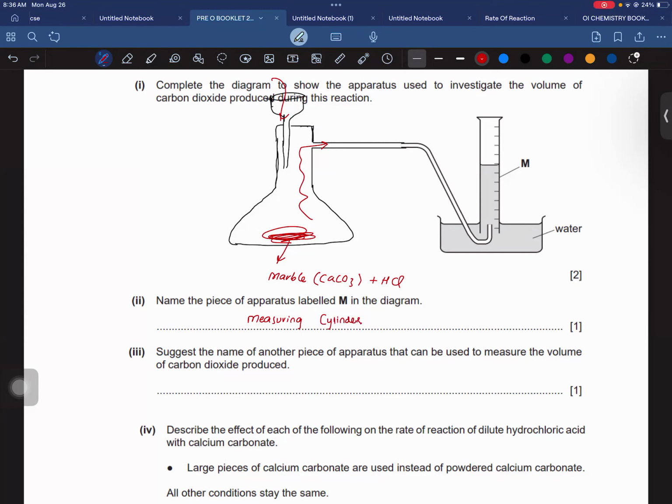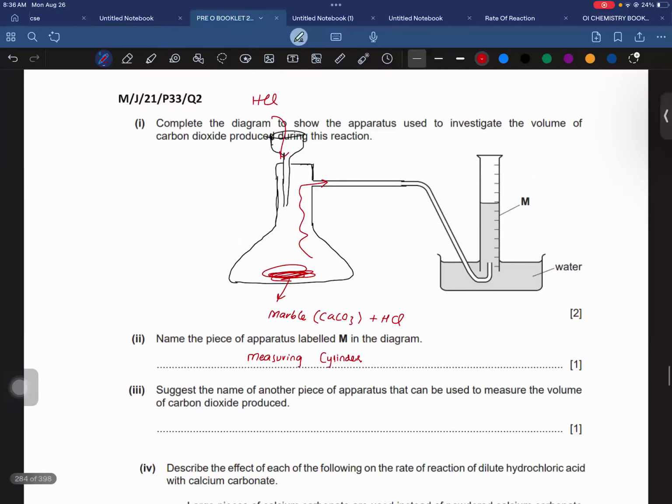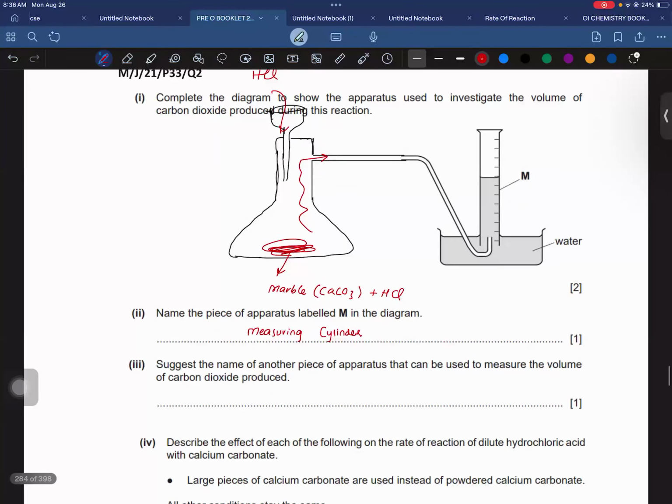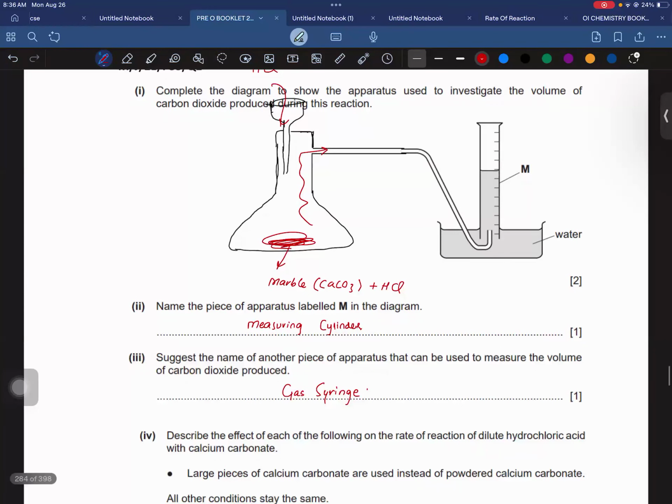Suggest the name of another piece of apparatus that can be used to measure the volume of carbon dioxide produced. Gas syringe. Exactly. This is a gas syringe. Nice.